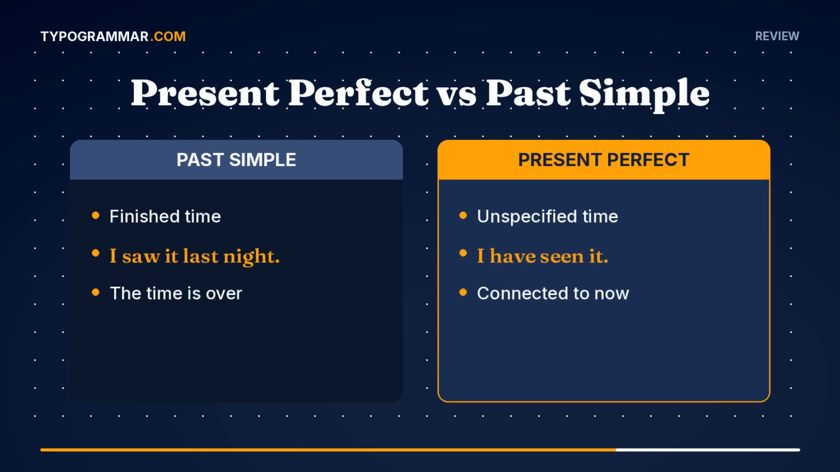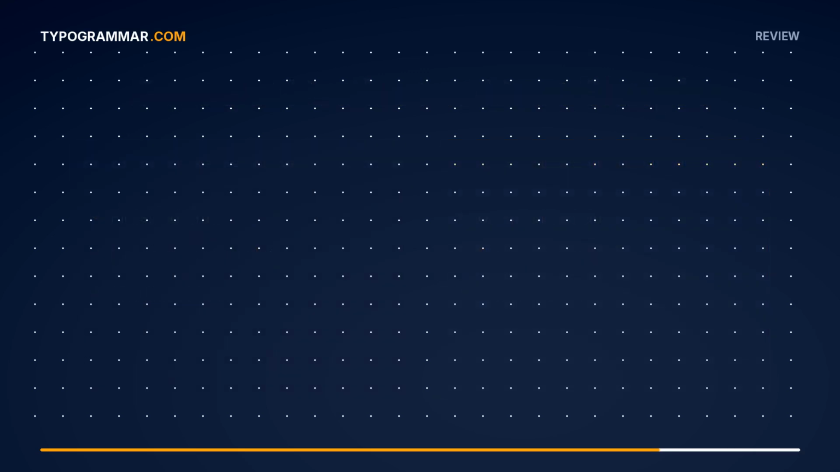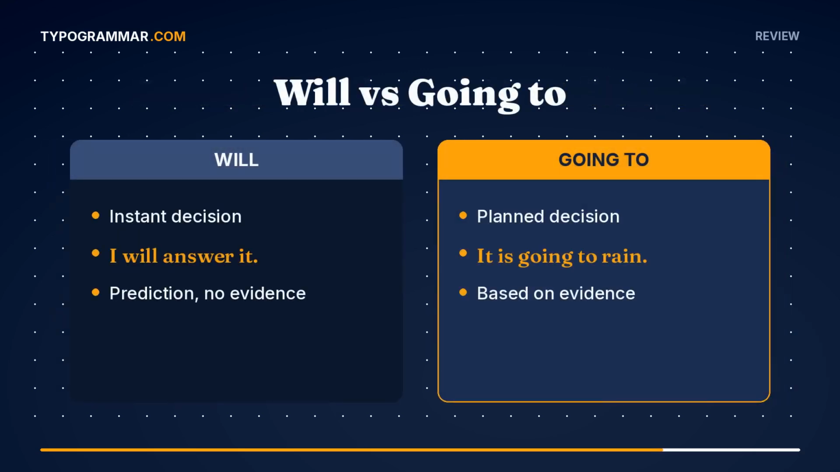Before we finish, let us clear up the most common confusion in English tenses, the present perfect versus the past simple. Use the past simple when you mention a finished time. I saw that film last night. The time last night is over. Use the present perfect when the time is unspecified or still open. I have seen that film. No time is given, and the experience matters now. So remember this. A specific finish time points you to the past simple. No specific time, or a time still connected to now, points you to the present perfect.